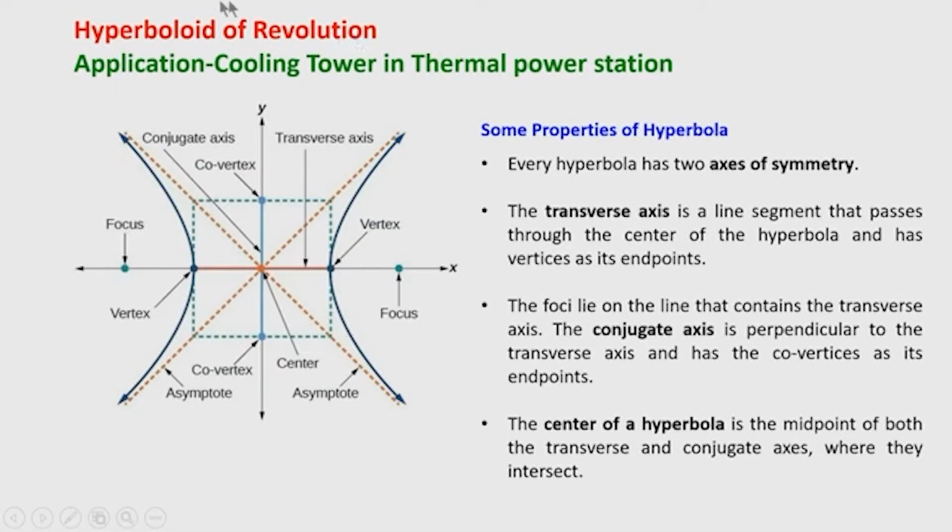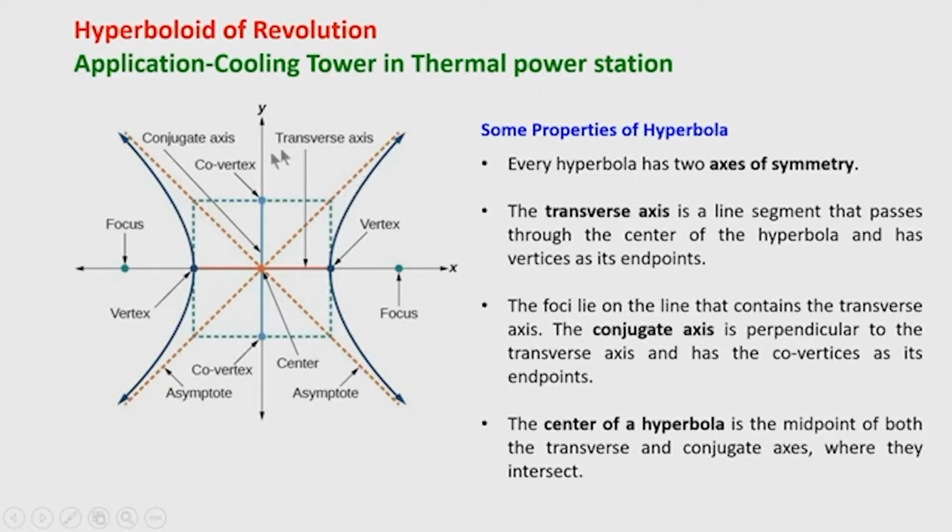So, a hyperboloid of revolution of one sheet is formed when a hyperbola is revolved around a vertical axis of rotation. This is the vertical axis of rotation and this is the hyperbola. When it is rotated around this vertical axis of rotation, the shell of surface of revolution is formed, and it is nothing but a hyperboloid of revolution.